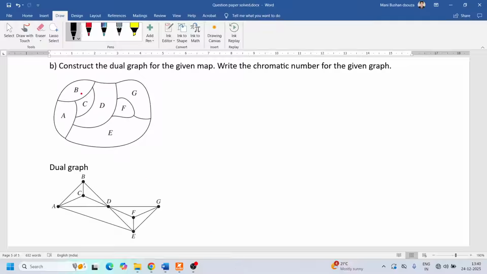Now start with the B. B to A is already taken care of. B to C, there is an edge, so you draw an edge between B and C. B to D, there is a common edge here, that is, they are adjacent to each other. So you draw an edge from B to D. So that is done. Let's start with the C.